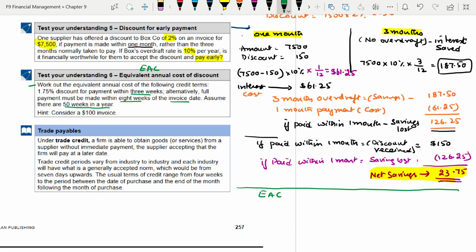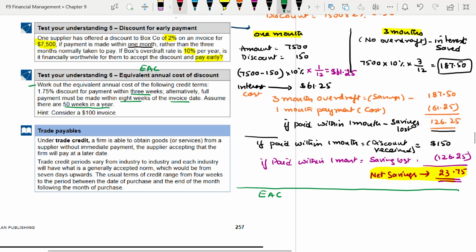Now, first what we have to do is take how much the discount is. They say the discount available is 1.75%. Okay, 1.75% means, take 100. Okay, you take 100.